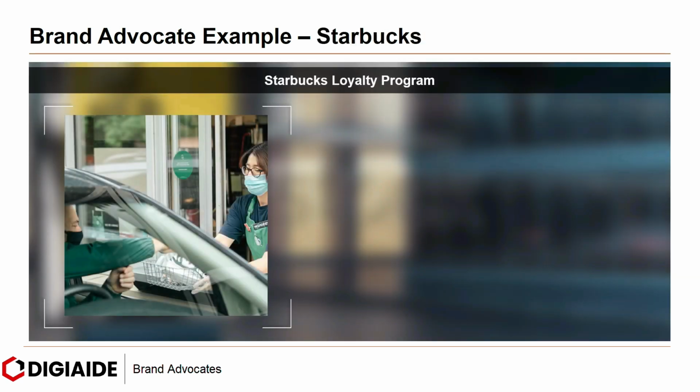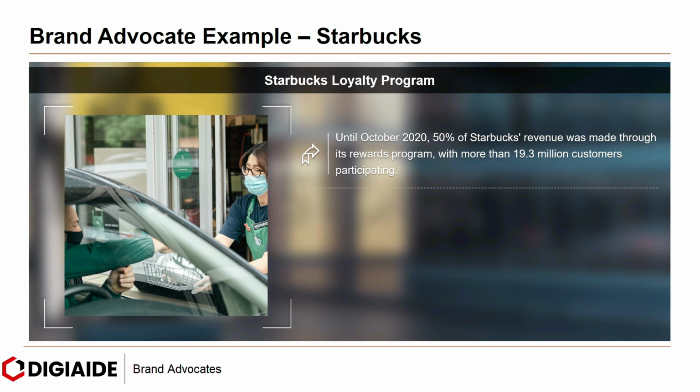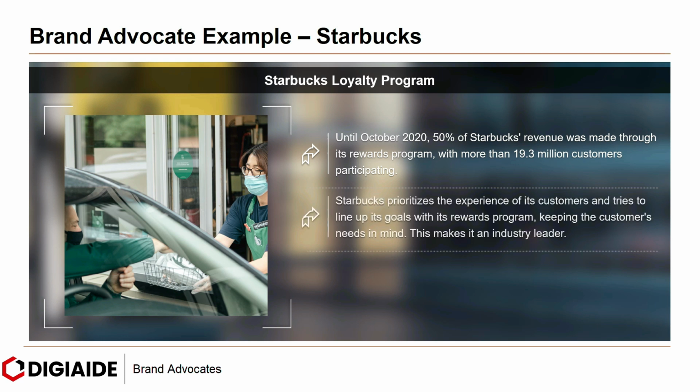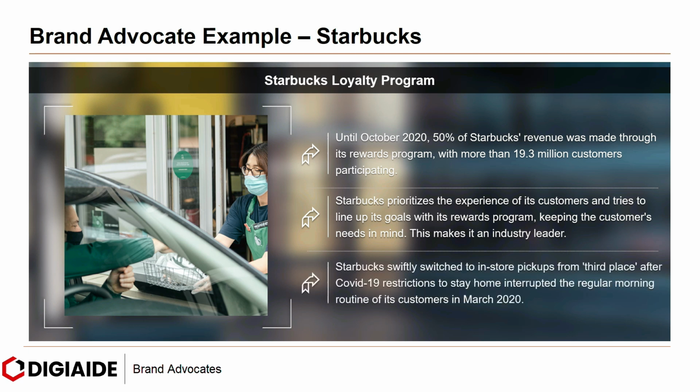The next example is of Starbucks. First, Starbucks loyalty program. Until October 2020, 50% of Starbucks revenue was made through its reward program with more than 19.3 million customers participating. Starbucks prioritizes the experience of its customers and tries to line up its goals with the reward program, keeping the customers' needs in mind. This makes it an industry leader. Starbucks also swiftly switched to in-store pickups from third place after COVID-19 restrictions to stay home interrupted the regular morning routine of its customers in March 2020.